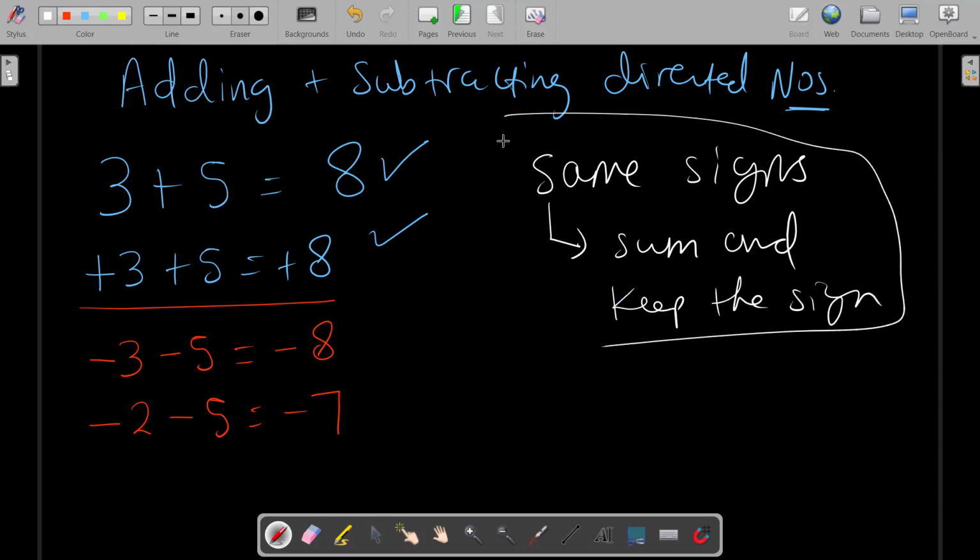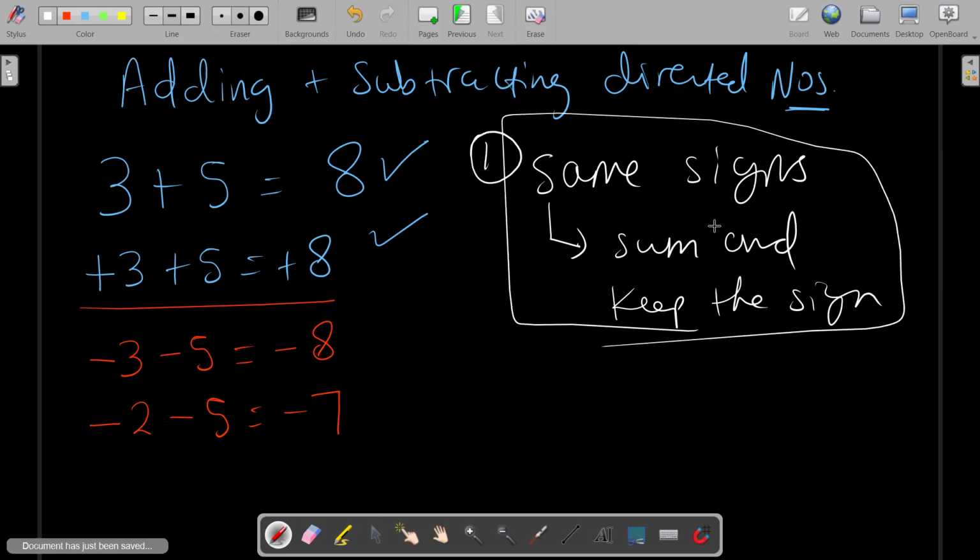Right? And that is the simplest law here. The first law is same signs, add and keep the same sign, sum and keep the same sign. S is for same sign, S is for sum. Sum means to add. Right?